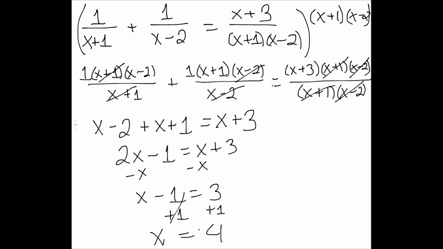And when we're dealing with rational equations, it's always important that we double check our answer to make sure we didn't end up with a 0 in the bottom of a fraction. And you'll notice if I stick in 4, my denominators are 4 plus 1, which is 5, and 4 minus 2, which is 2. So this answer is valid.